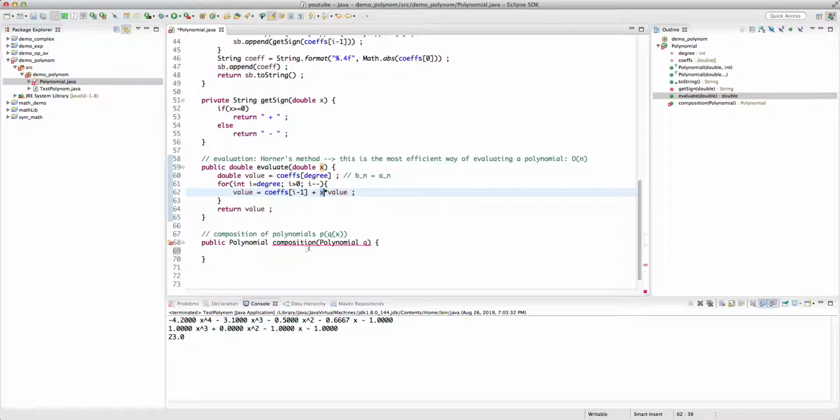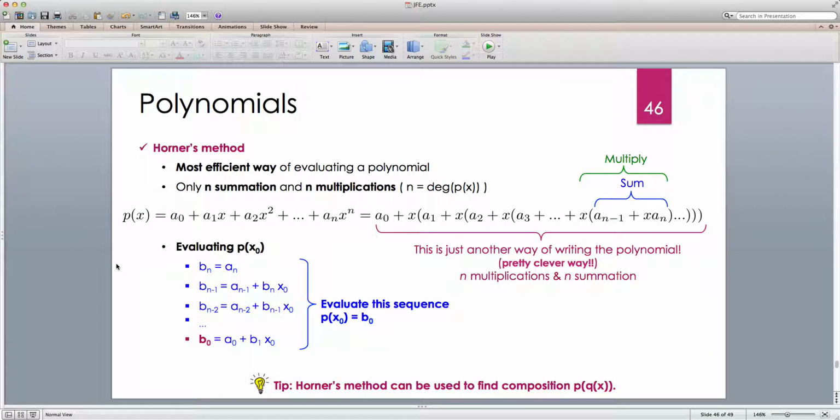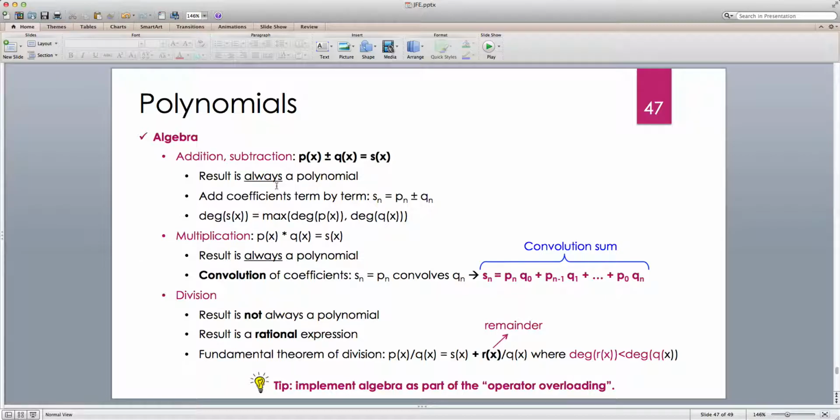But before implementing that, we have to implement the algebra on the polynomials. So let's return null for now, and then go back to the PowerPoint. The algebra, addition, subtraction, always returns a polynomial. The result is always a polynomial, and the coefficient of the result is term by term coefficient of p and q, and the degree of the sum or subtraction is the max degree of p and q.